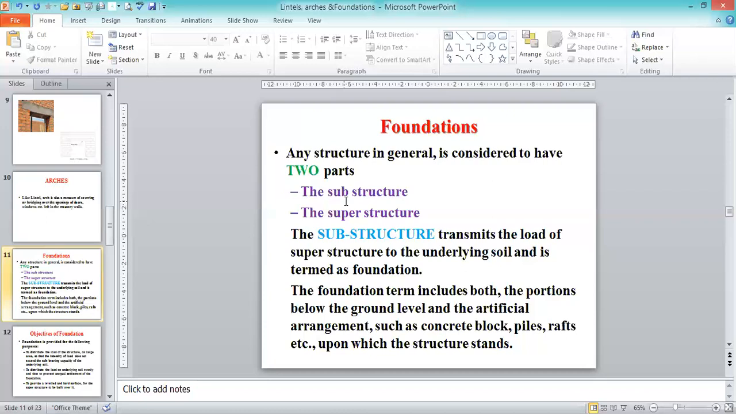So this is about the substructure. What is meant by the substructure? What is meant by the superstructure? The substructure transmits the load of the superstructure to the underlying soils and is termed the foundation. The foundation term includes both the portions below the ground level and the artificial arrangements, such as concrete blocks, piles, rafts, etc., upon which the structure stands.